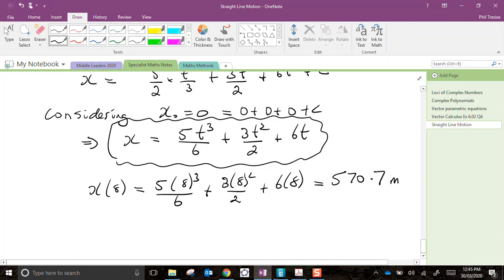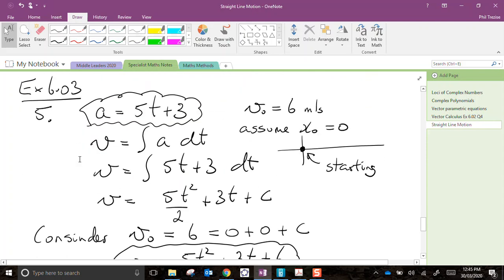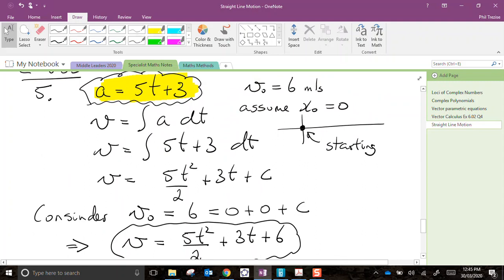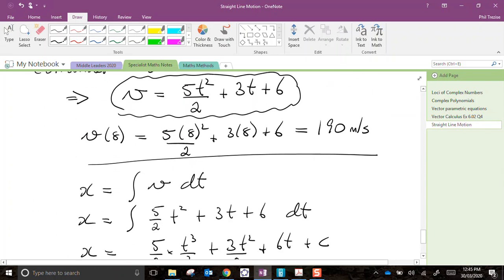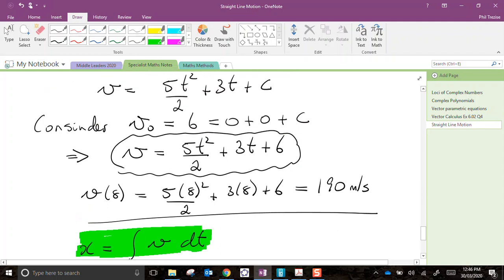So that's a nice example of how we will do one of these sorts of questions where it is not a constant acceleration. How do I know acceleration wasn't constant? Because they gave me a formula that had time as a pronumeral. Acceleration is literally a function of time. The important thing, and this is our fundamentals, v equals the integral of a dt, and then down here x equals the integral of v dt.